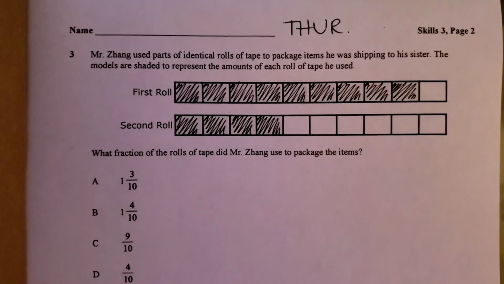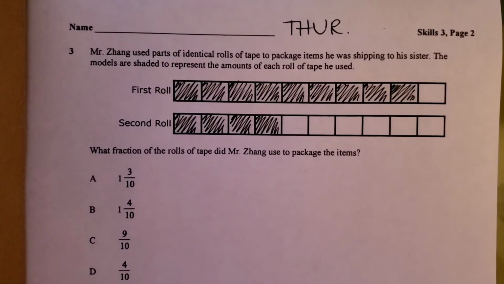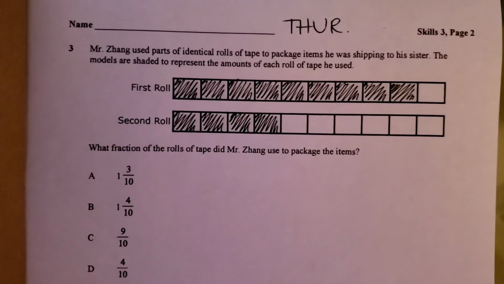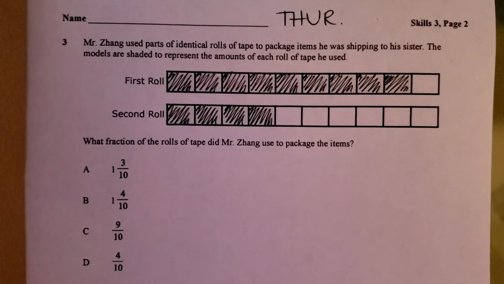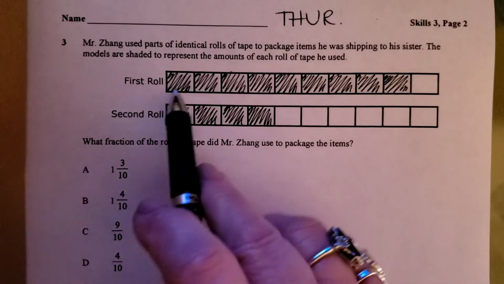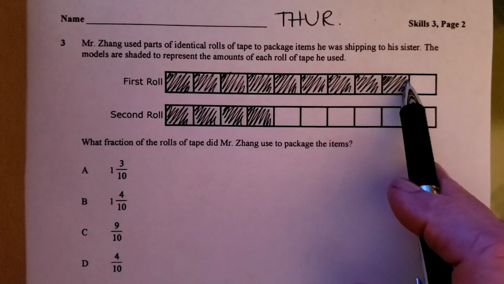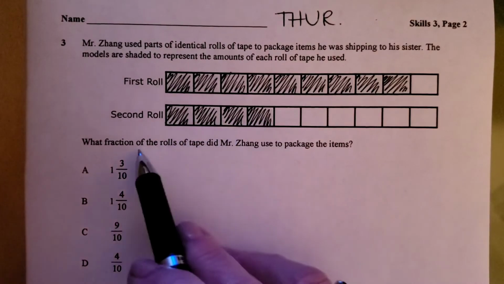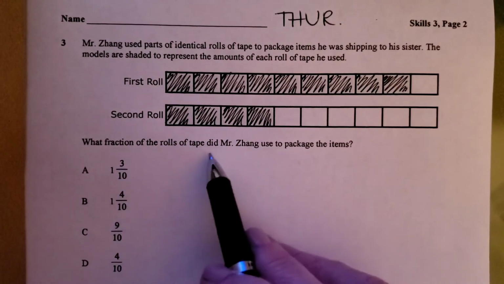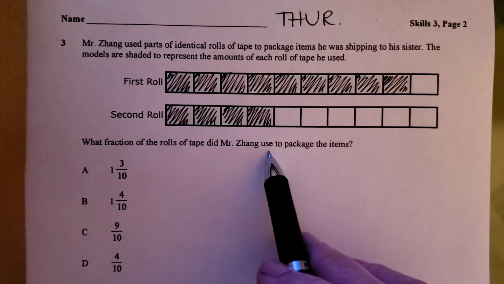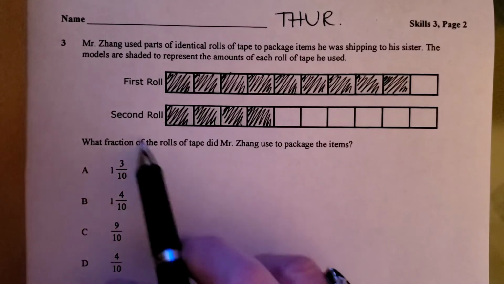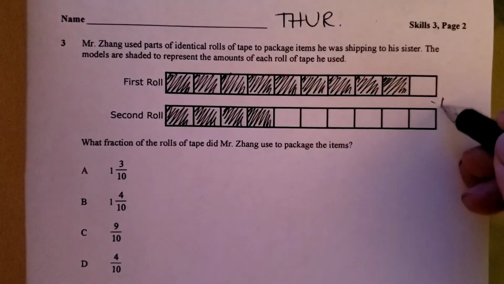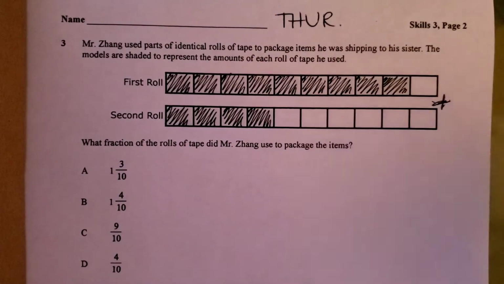Mr. Zhang used parts of identical rolls of tape to package items he was shipping to his sister. The models are shaded to represent the amounts of each roll of tape he used. So this is how much he used of the first roll of tape. This is how much he used of the second roll. Which fraction of the rolls of tape did Mr. Zhang use to package the item? What fraction of the rolls? In other words, together.